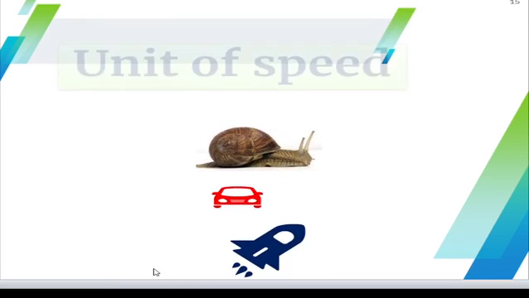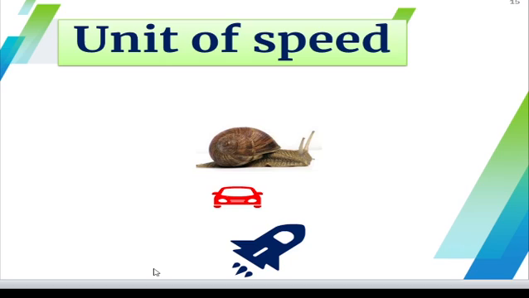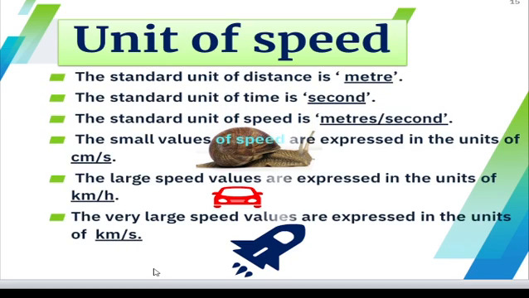Okay, and the next topic, unit of speed. It is very important. More 1-mark questions come from this topic. The standard unit of distance is meter. The standard unit of time is second. The standard unit of speed is meter per second. The small values of speed we will express in centimeter per second. For example, a snail moves very slowly, so we will measure it in centimeter per second.